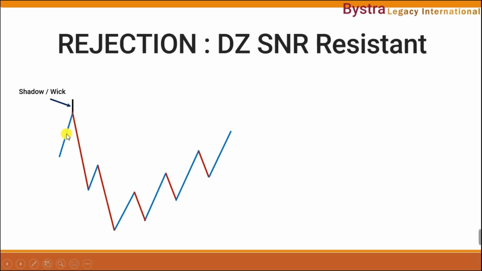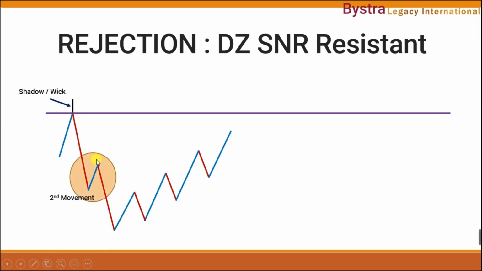So first we move to the weekly time frame. Second, we go to the line chart. Third, we mark the horizontal line and also the second movement. This is to validate that this resistance is strong. Next, we change back to the candlestick chart and mark the zone from the edge of the resistance all the way up to the shadow or the wick of the candlestick. So this is our danger zone SNR at the weekly time frame at the resistance.